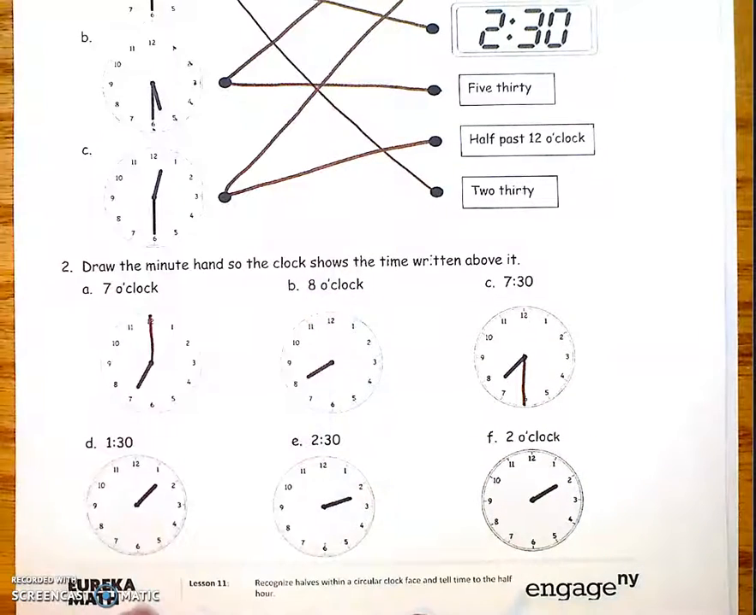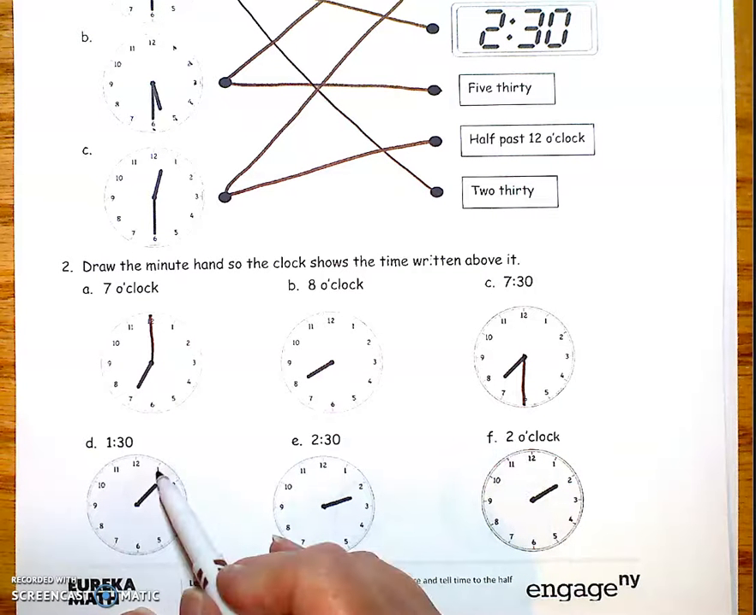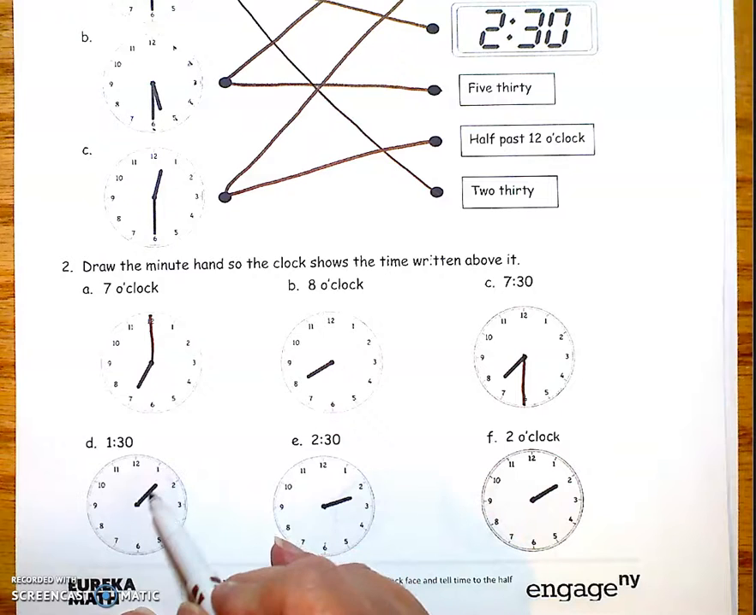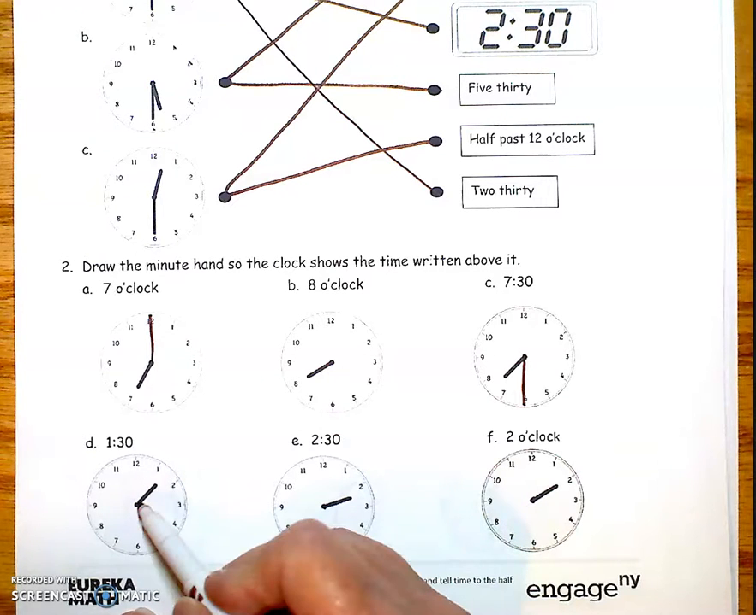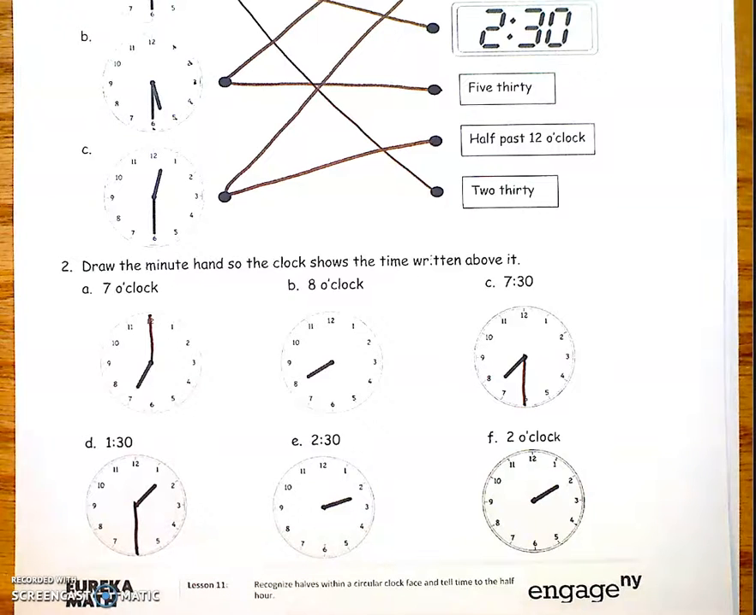We'll do one more together, and then you can finish this page yourself. This one says 1:30. See how the hour hand is halfway between the 1 and the 2? 1:30. Please finish this page, take a picture, and send it to me.